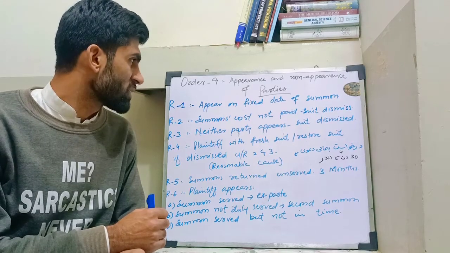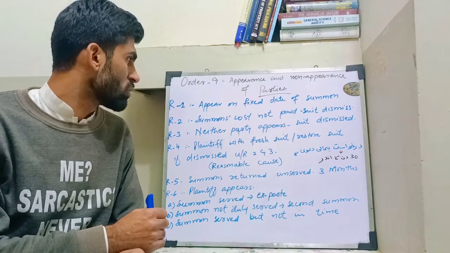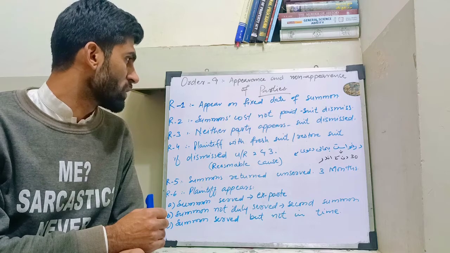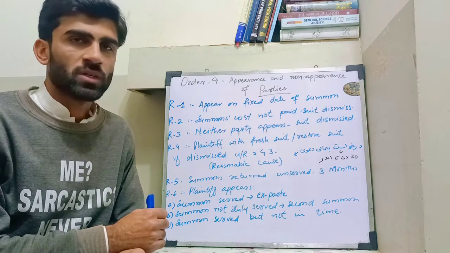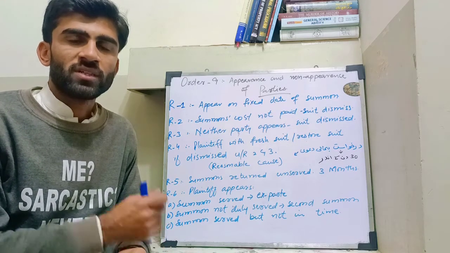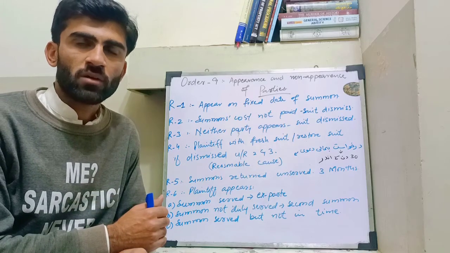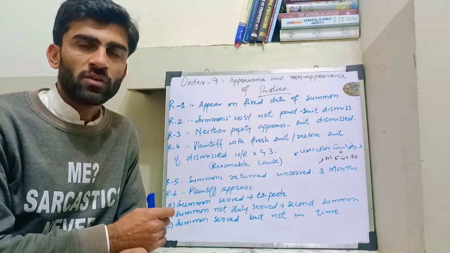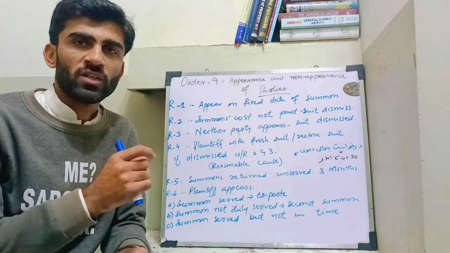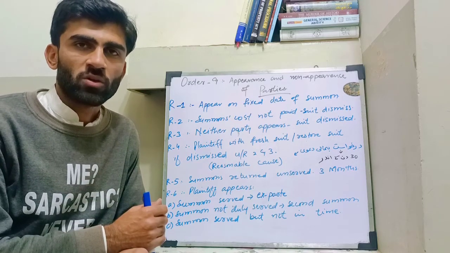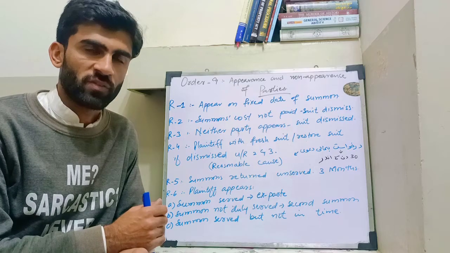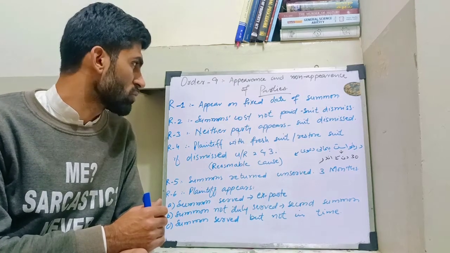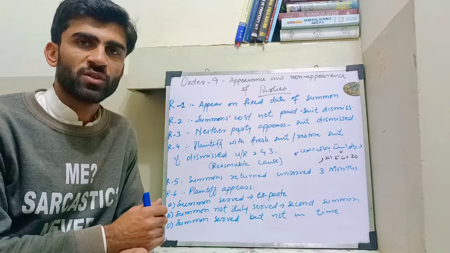So we discuss Order 9, rule 1: appear on the fixed date of the summons. There's a date mentioned in the summons that you have to appear on that fixed date. So the defendant has to appear on that specified and fixed date in the court and has to submit his answer in the defense.